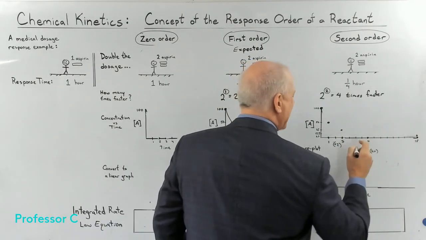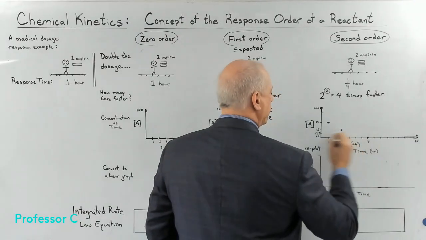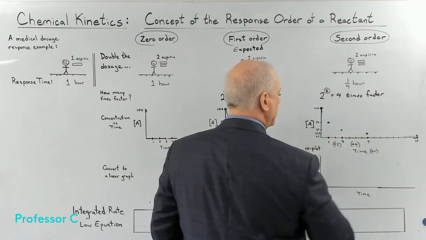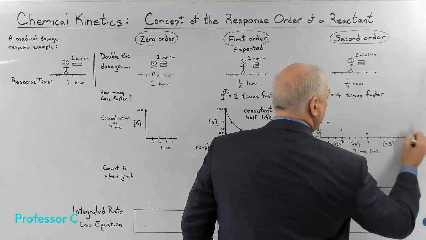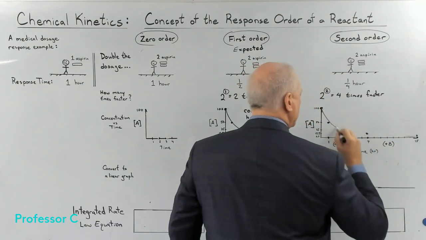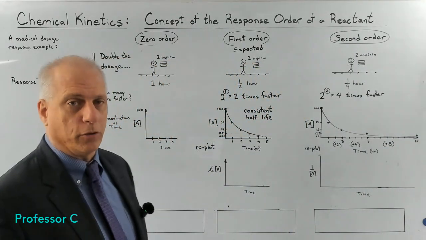And then the next half-life would be 4 hours additionally, to get to 12.5%. And then the next half-life would be 8 hours. And that would get to 6.25%. And our graph would look a little bit different from the first order.